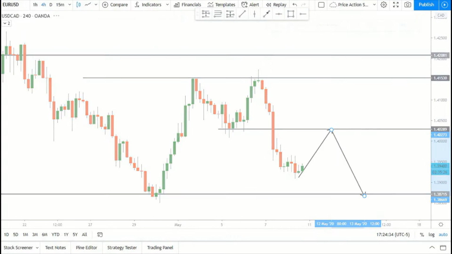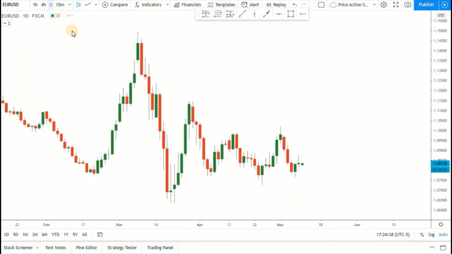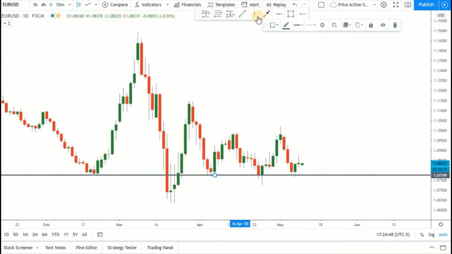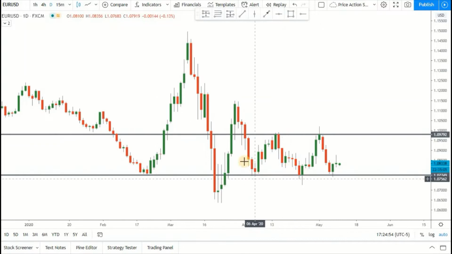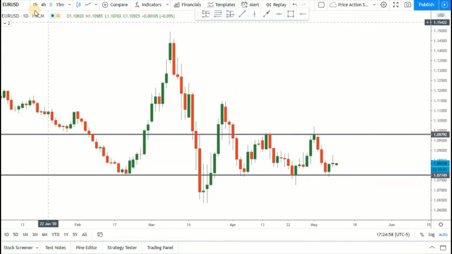Okay, now let's move on to EURUSD. So let's start off on the daily chart again. On the daily chart, let's go ahead and mark some zones. The most recent zone is this one, and this one right here. So it seems like price is in a range.